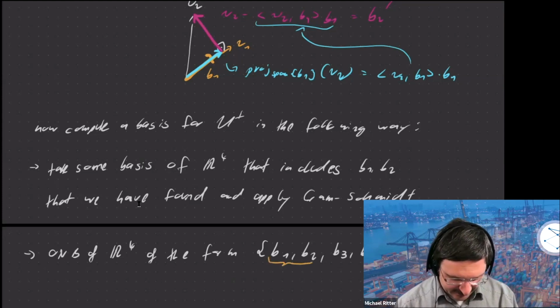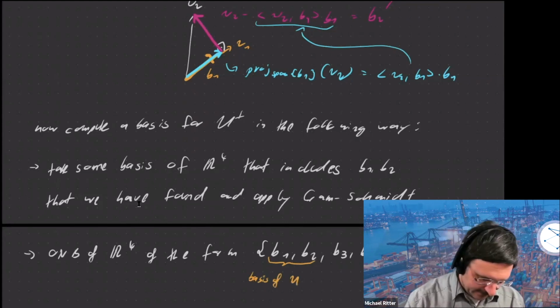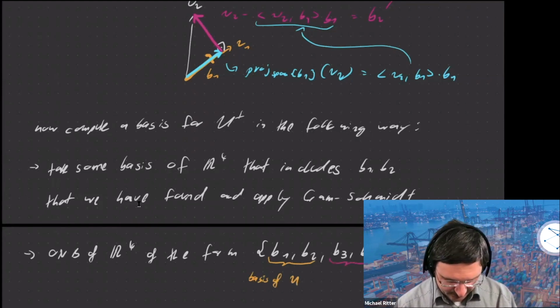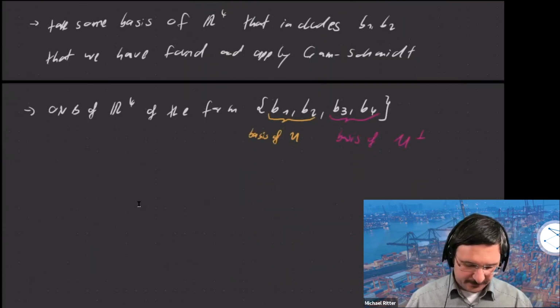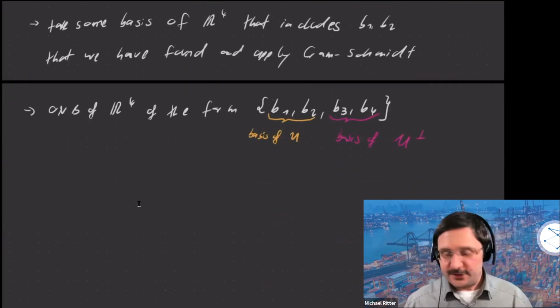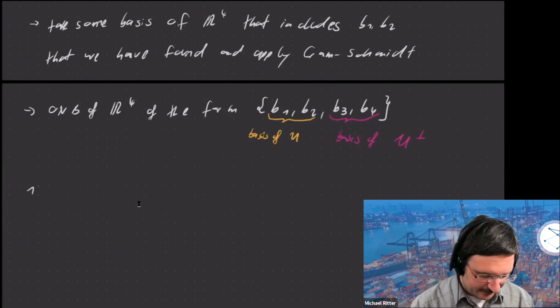This is the basis of U that we already have. And these other two, those will then be a basis of U ortho. And that's what we're looking for. So the first step is to extend the basis.